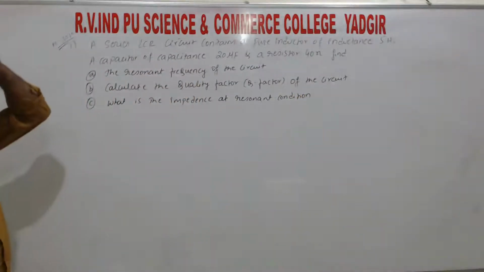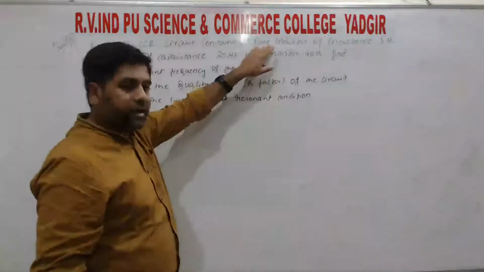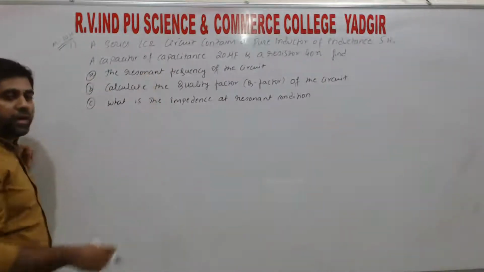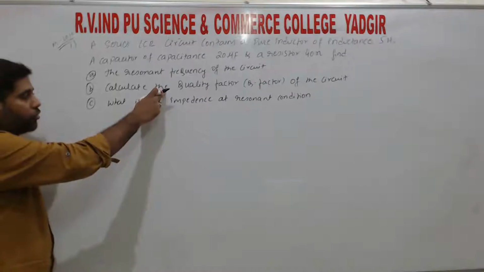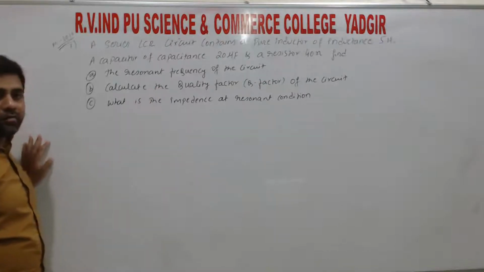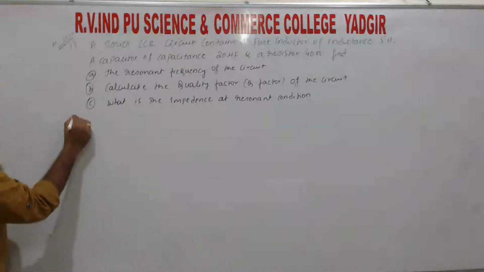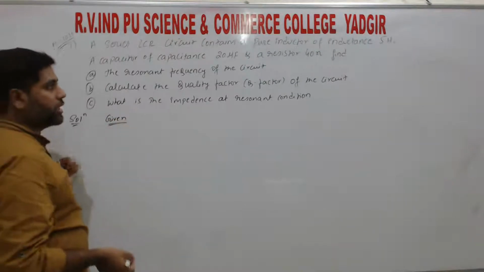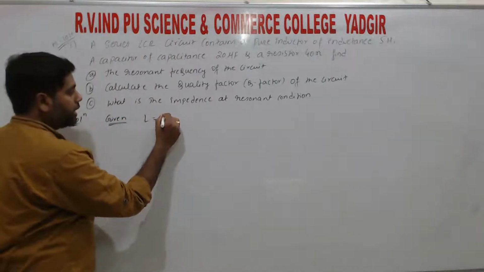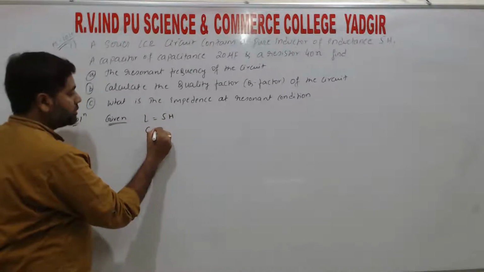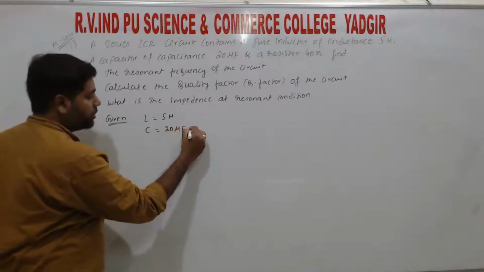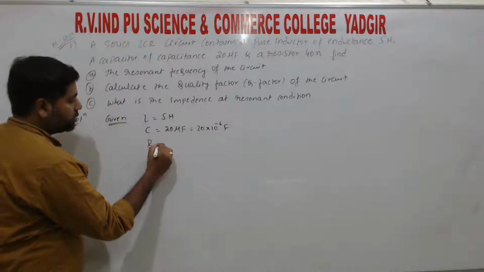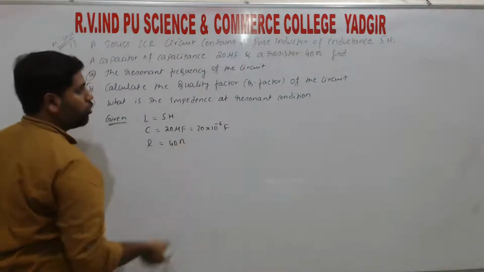So again in this question they have given a series LCR circuit. So one is an inductor of inductance, a capacitor of capacitance and a resistor. Here we need to find the resonant frequency and quality factor Q and what is the impedance at resonant condition. That means we need to find Z, right? So solution: first we mention the given. Inductance denoted by L is 5 Henry, capacitance C is 20 microfarad, that is equal to 20 into 10 to the power of minus 6 farad, and the resistance R is equal to 40 ohm, right?